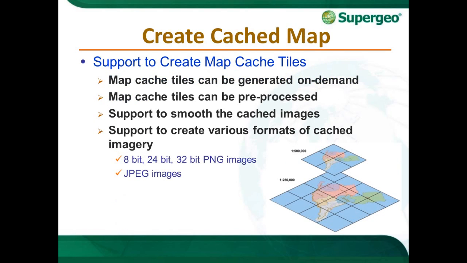SuperGIS Server also supports creating map cache tiles. The map cache tile can be generated on demand, or you can simply pre-process it before you publish a service. It is very useful and supports smoothing the cache images, and it supports creating various formats of cached imagery, which you can see, we are now supporting PNG images and JPEG images.